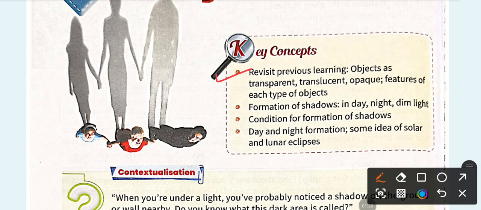Now, the conditions for the formation of shadows. What are the requirements for a shadow to form? And the formation of day and night, how day and night are formed, and some idea of solar and lunar eclipses. We will learn all this in this video. So let's start now.